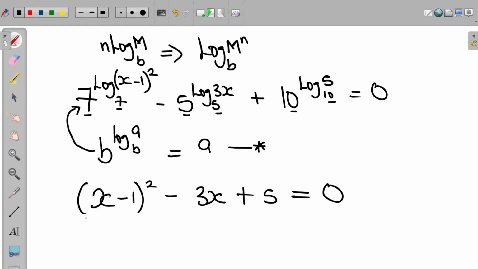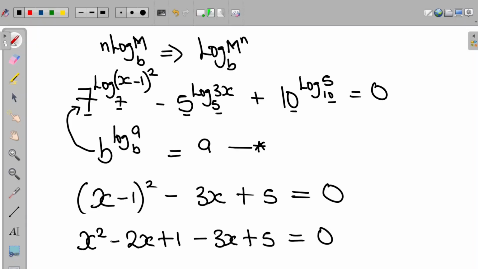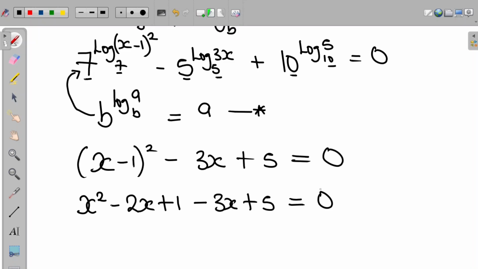Now at this point, we can expand this bracket. So this becomes x squared minus 2x plus 1 minus 3x plus 5 equal to 0. If we collect like terms, the expression reduces to x squared minus 5x plus 6 equal to 0.